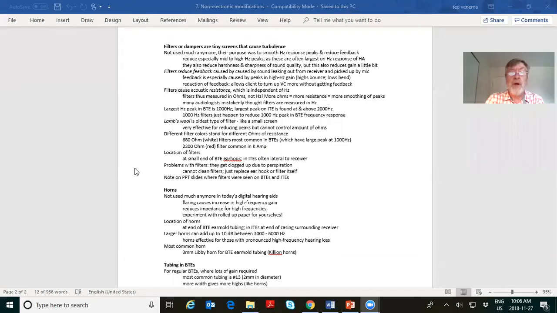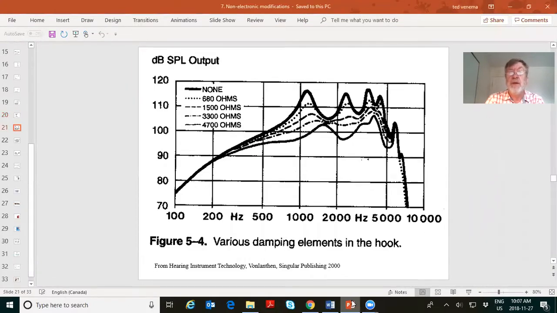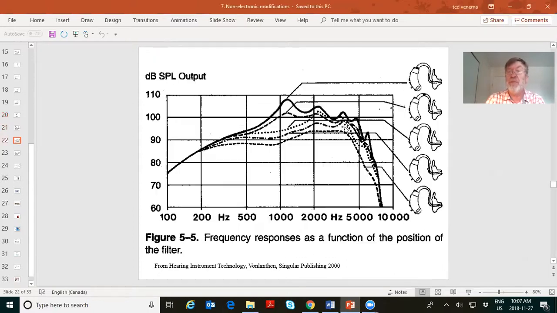Okay, problems with filters, they can get plugged up with wax due to perspiration. You can't clean a filter, you'd have to replace the entire ear hook. Note on PowerPoint slides where filters were seen in BTEs and ITEs. Look at this, you're getting lots of peaks being reduced. The more the ohms of the filter, the tighter the screen, the more the reduction of the peaks.